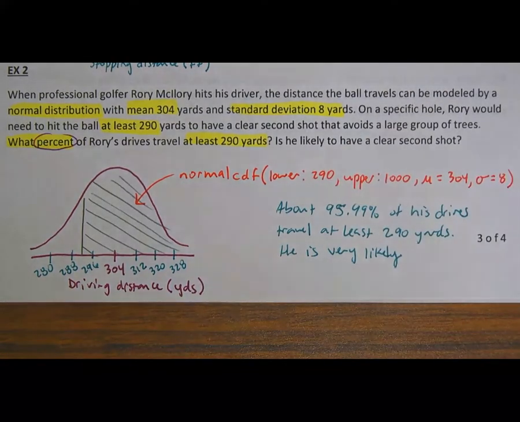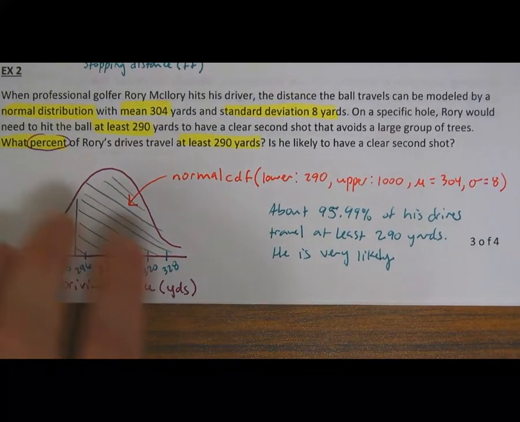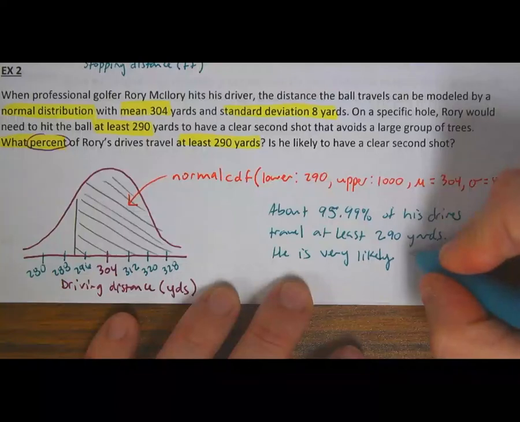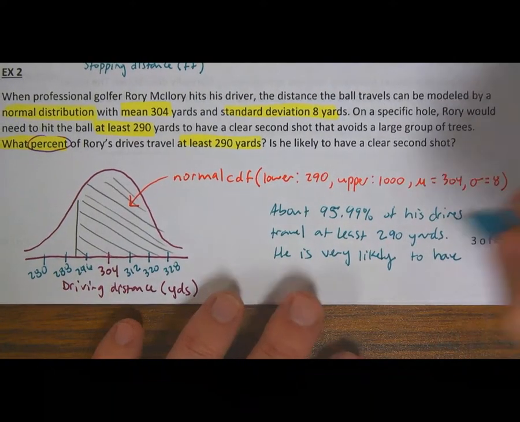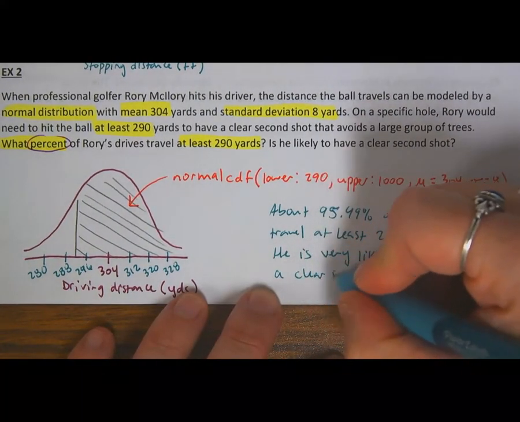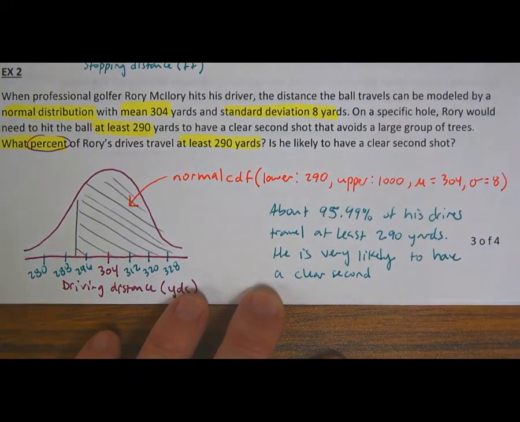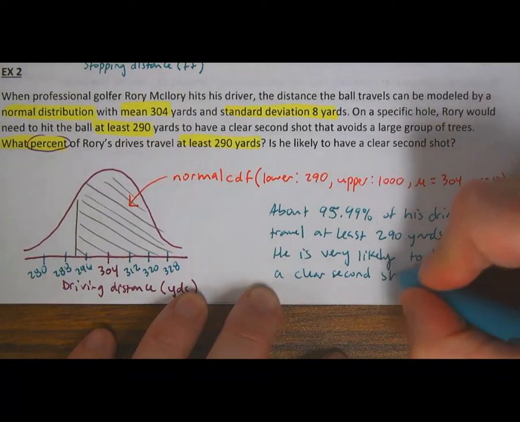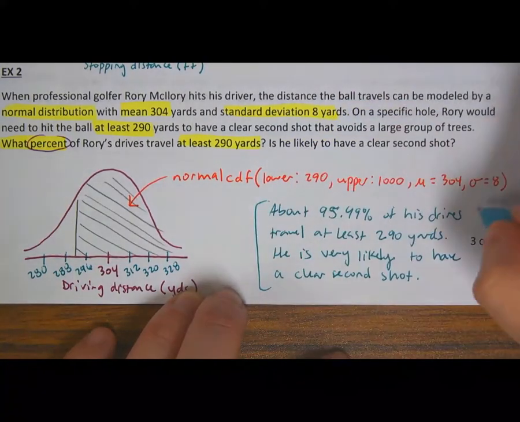He has like a 96% chance there. He is very likely to have a clear second shot. I just go back and see what they asked me. Is he likely to have a clear second shot? He's very likely to have a clear second shot. The end.